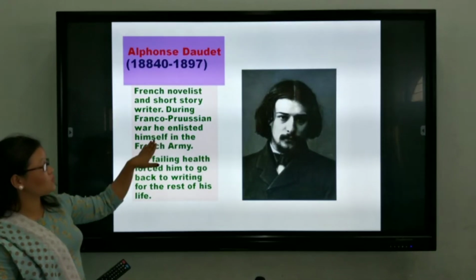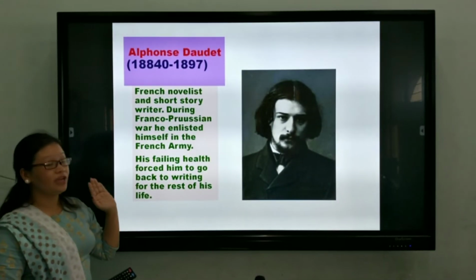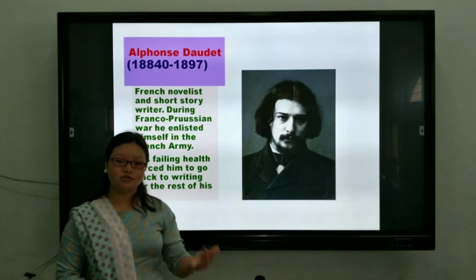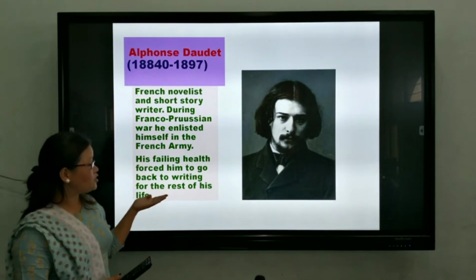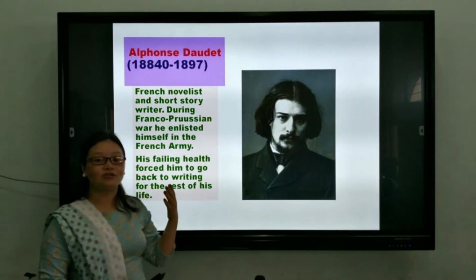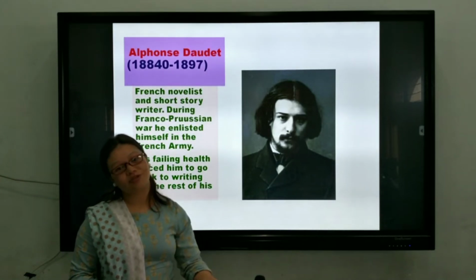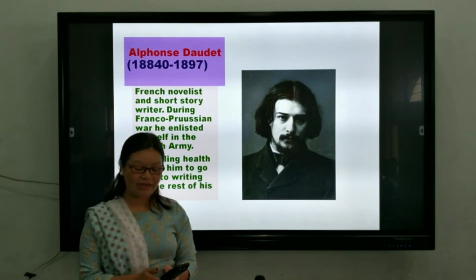During the Franco-Prussian War, he enlisted himself in the French army, but due to his ill health, he went back to his home and started writing stories and novels, and that was his work till the end of his life.